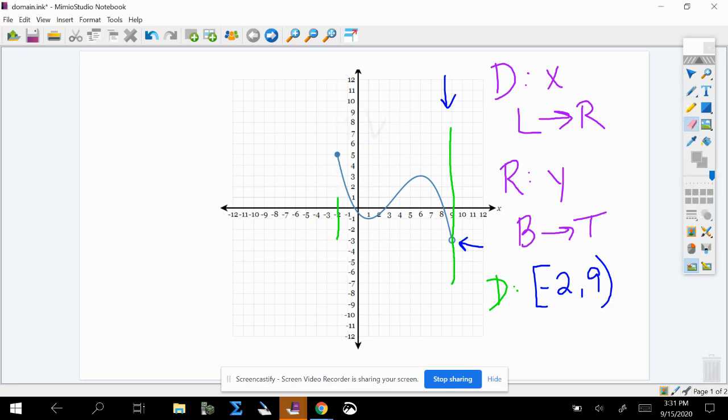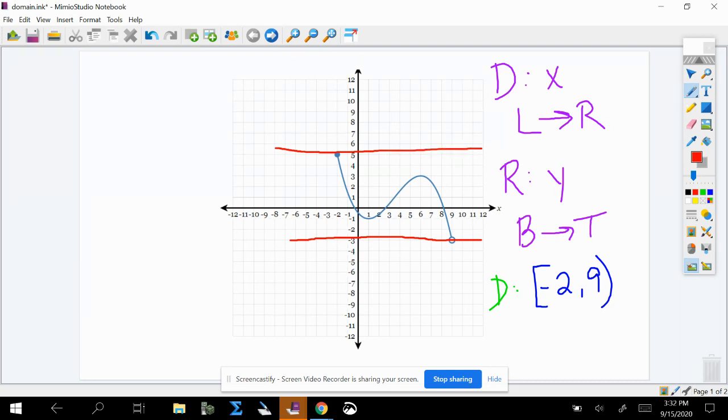Now with range, this is going to get really messy. Let me get rid of some of my colors here. So with range, now we're looking from bottom to top. So your range are your Y values. So you're basically saying how low does this graph go? How high does this graph go? So you're kind of putting it between those two horizontal lines.